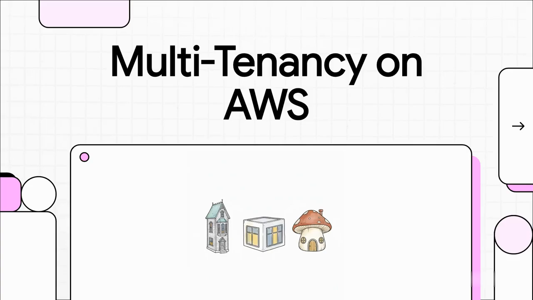So, if you're building a B2B SaaS application on AWS, you are going to hit a wall. It's one of the biggest architectural decisions you'll ever have to make. How do you handle data for all of your different customers, your tenants? Now, if you get it right, you can scale to the moon. But if you get it wrong, oh boy, you're in for a world of hurt with performance and security. So let's walk through how to actually get this right.